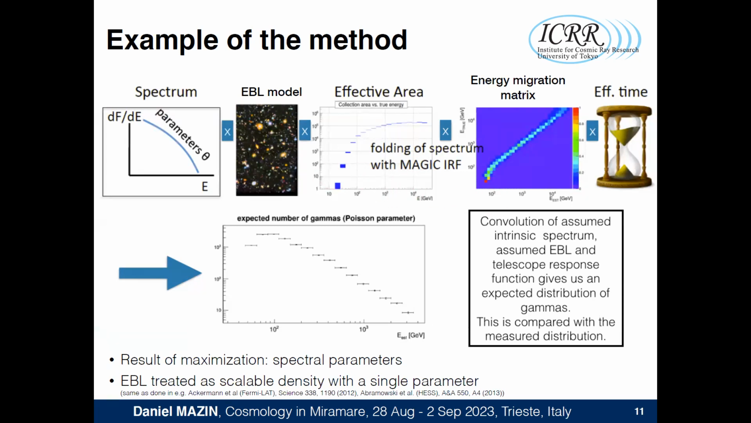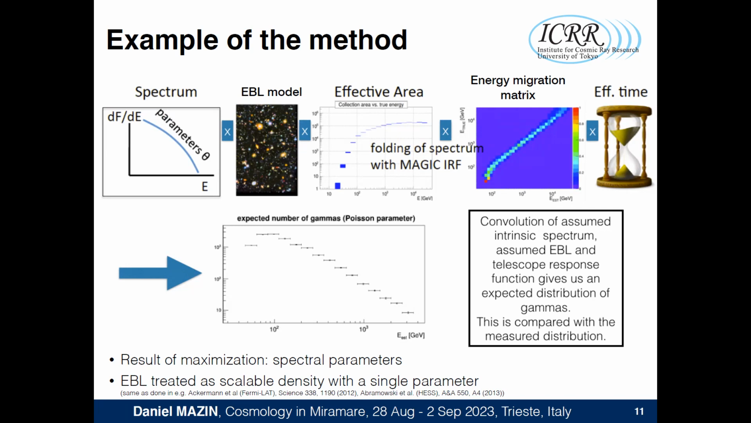Then you have an energy migration matrix, because the energy of the gamma rays that you're measuring is not necessarily directly the energies which are emitted by the source. There is a certain smearing effect. And then you fold it with the effective time of your observation, and then you get a distribution of excess events as a function of energy of these gamma rays. And then what you do is you compare the expected gamma ray distribution with the one you measure from the source. And by this comparison, you minimize over the free parameters which are unknown of this gamma ray source that emits the gamma rays.